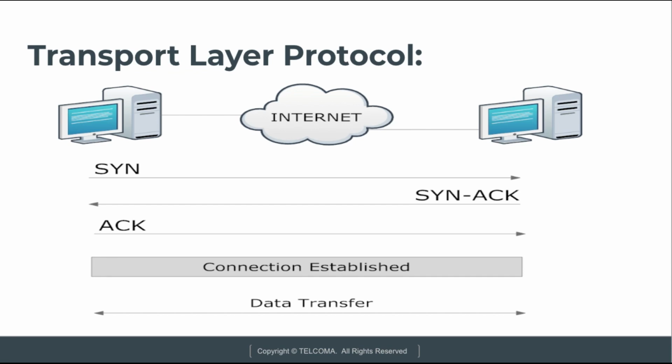First of all, this computer wants to connect to this particular computer to send the data. First, it will send the synchronization message to request establishing the connection. After that, the other computer provides the synchronization acknowledgement, saying that it got the request message and accepted it, and after that the first computer sends the acknowledgement for the connection establishment. So the connection is established and now the data can be transferred between these two devices.